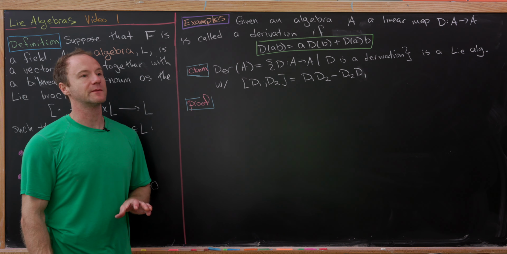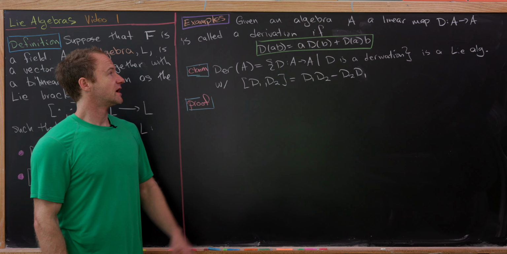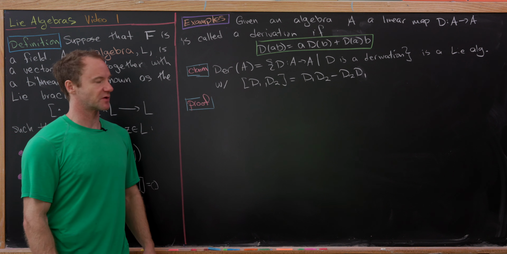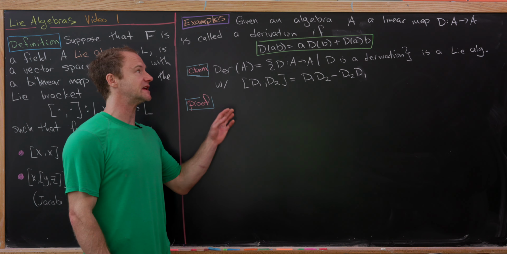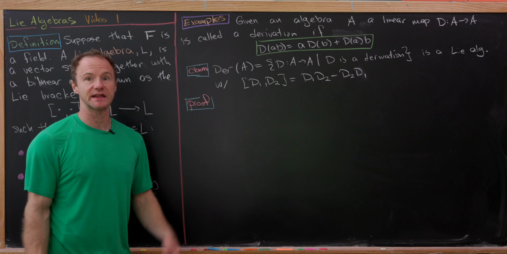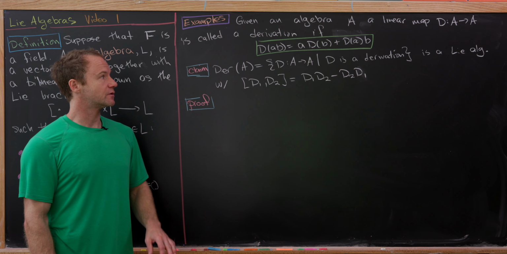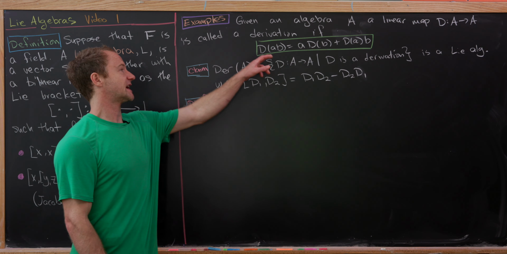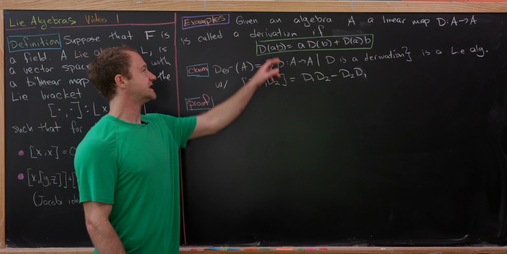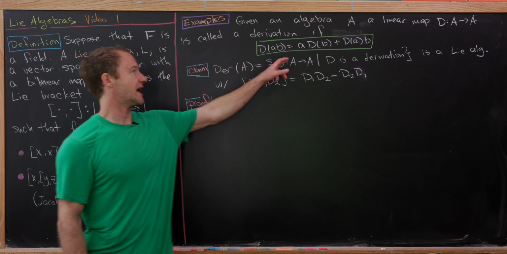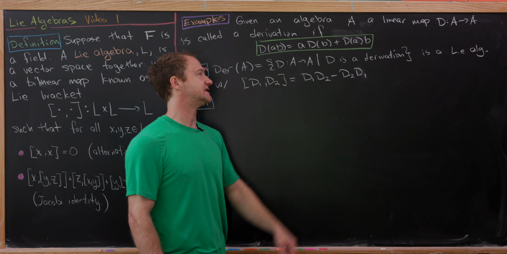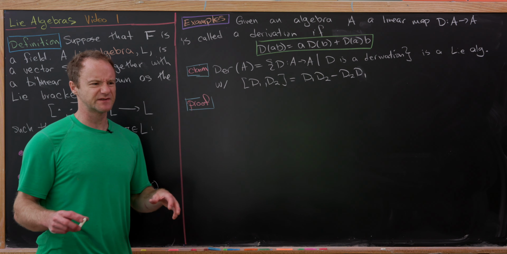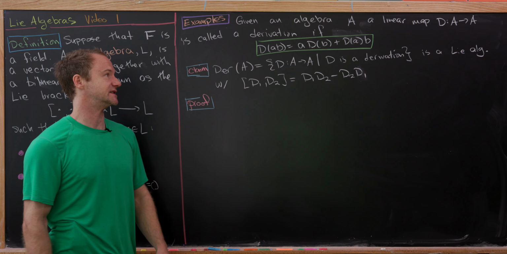So here's another really important class of examples, and it requires a little bit of a definition. Let's say that we're given an algebra A and a linear map D from A to A. So that's like a linear transformation. This linear transformation is called a derivation if it satisfies this rule: D of A times B is equal to A times D of B plus D of A times B. That looks like the product rule from calculus, which gives us a reason for calling this a derivation.